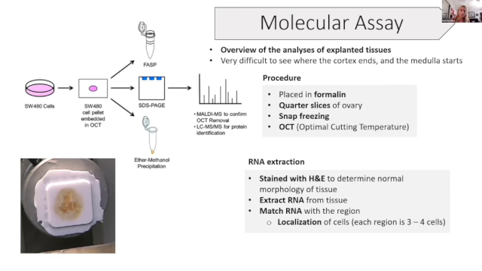preservation. Next, it's put through OCT, which is optimal cutting temperature compound, as seen here. And this is to mount very thin slices, about 0.5 millimeters, onto slides. From there, the pathologist stains the slides with H&E to determine the normal morphology of the tissue. Then RNA is extracted from the tissue and sequenced and matched within the region, and the localization of cells that takes place is from 3 to 4 cells per region.